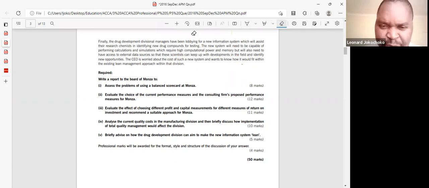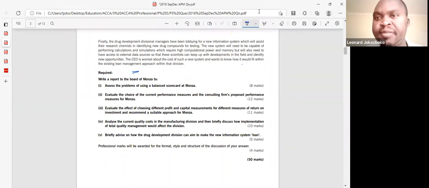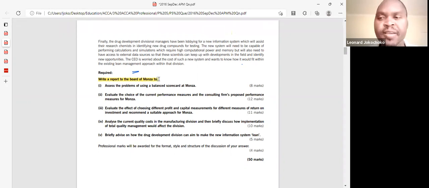Write a report to the board of Monza. The requirement is straightforward here. It wants you to write a report. This is where you get some free marks. If they say write a report and you go and write something that is not a report, you will lose marks for that.